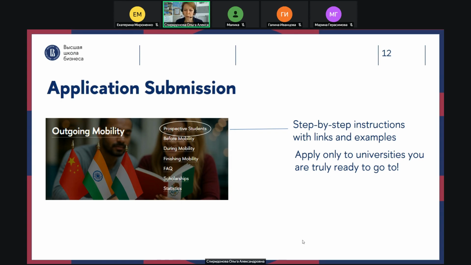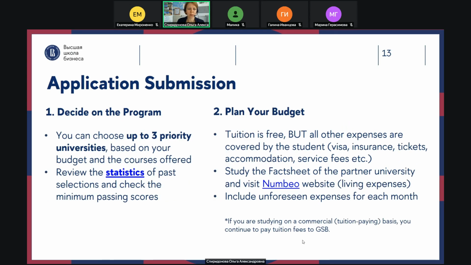If you want to choose several universities, please write only those universities that you are ready to go to. As I said already, you can choose up to 3 universities, 3 priority universities. Please base it on your budget and the courses that are offered by these universities. Have a look at the statistics. It can be helpful.